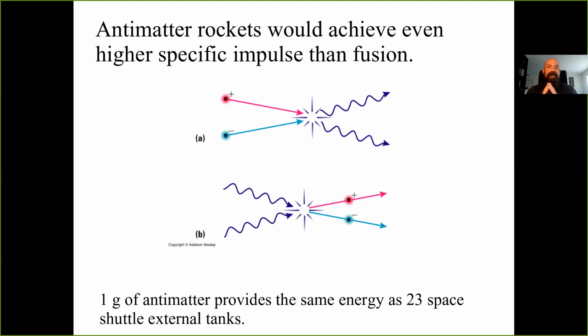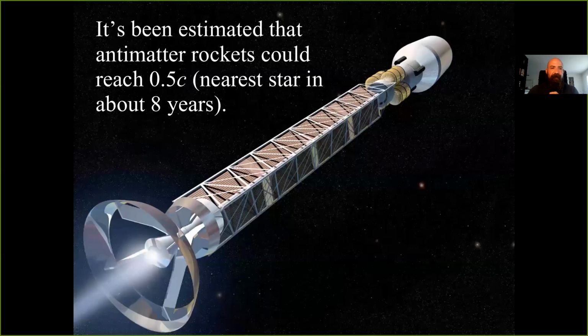The result of that is if you had just 1 gram of antimatter, that would be the equivalent of the energy of 23 of the space shuttle's external tanks. There's a lot of matter and energy thanks to that little equation E = mc squared. So with an antimatter rocket, you can get ridiculously high specific impulse, and you could potentially get up to about half the speed of light. That gets you to Proxima Centauri in about 8 or 9 years, 4.3 light years away.